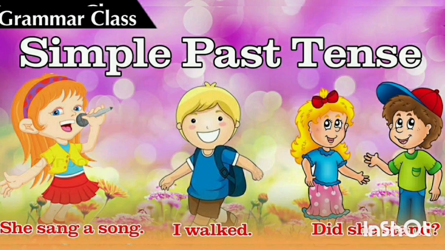So, by looking at the present slide, you can easily understand that today also we are going to learn the simple past tense. Students, this is the final part of the topic called the simple past tense. You can see in this picture, she sang a song, second form of sing. I walked, second form of walk. Did she stand? Okay, second form of do.